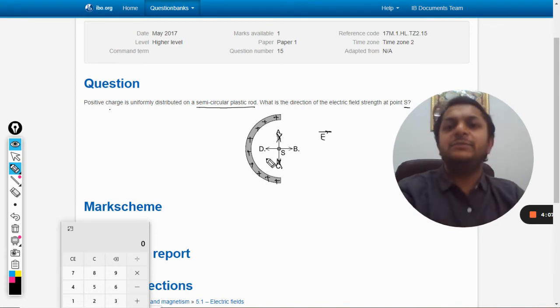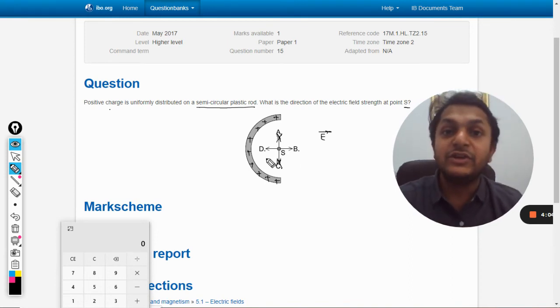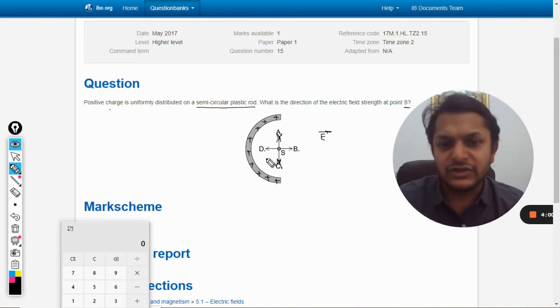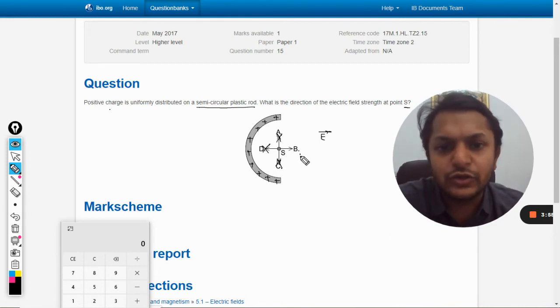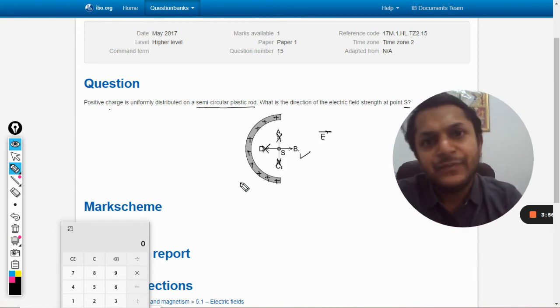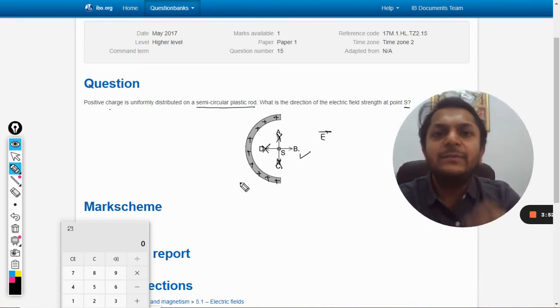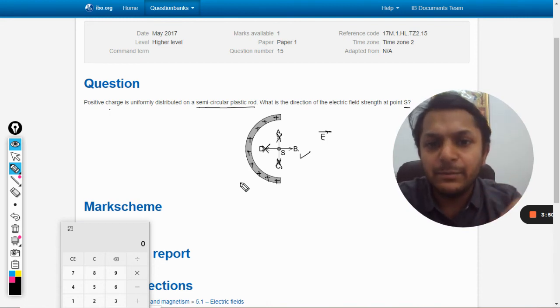It cannot be D because electric field lines will never be towards the positive charge. It will always be going away from the positive charge. So it cannot be D also. Your answer will be B. So the electric field at point S will be in the direction of B.